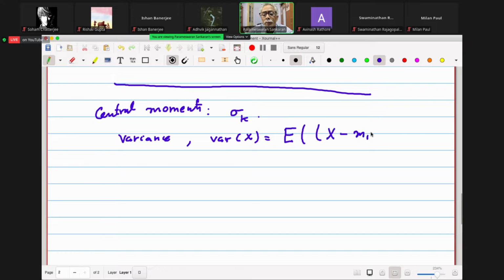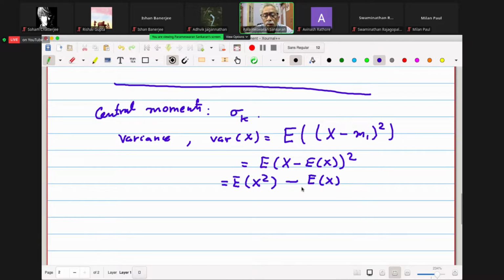So m1 whole square. So this is equal to expectation of x minus E of x, the whole square. And we worked it out to be expectation of x square minus expectation of x, the whole square. This is just a number. You just square this number. Sometimes we put the parentheses, sometimes we don't. The meaning is very, very clear. Okay, fine.